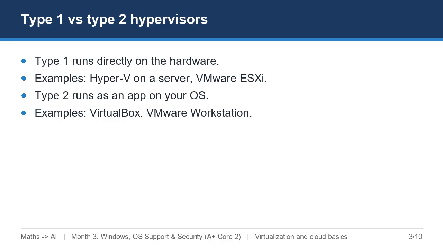There are two kinds of hypervisor. A Type 1, or bare metal, hypervisor runs directly on the hardware with no host operating system underneath, think Hyper-V on a server or VMware ESXi. A Type 2, or hosted, hypervisor runs as an application on top of your existing operating system, think VirtualBox or VMware Workstation on your laptop. Type 1 is for servers and performance, Type 2 for desktop convenience.